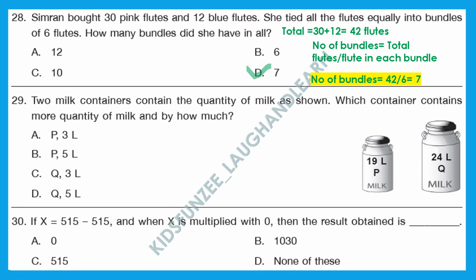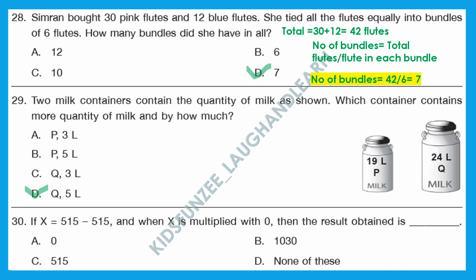Question 29. 2 milk containers contain the quantity of milk as shown. Okay, so P has 19 liter and Q has 24 liter. Which container contains more quantity of milk? Very clear. Q contains more. And by how much? That means we have to find the difference. So 24 minus 19 is equal to 5. The right option here is option D. Q has more quantity. How much more? 5 liter more than P.